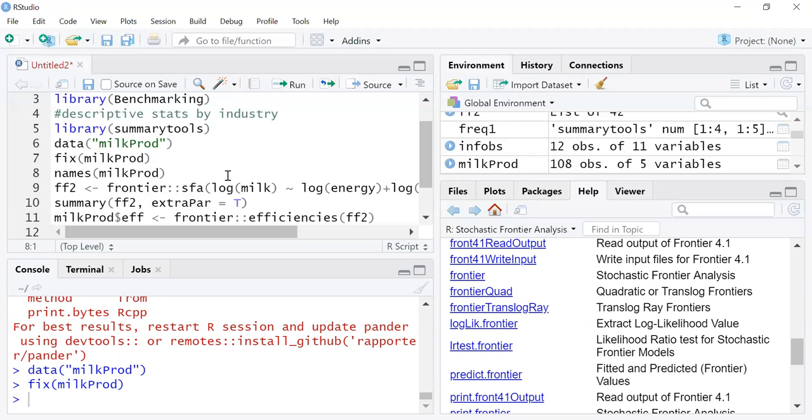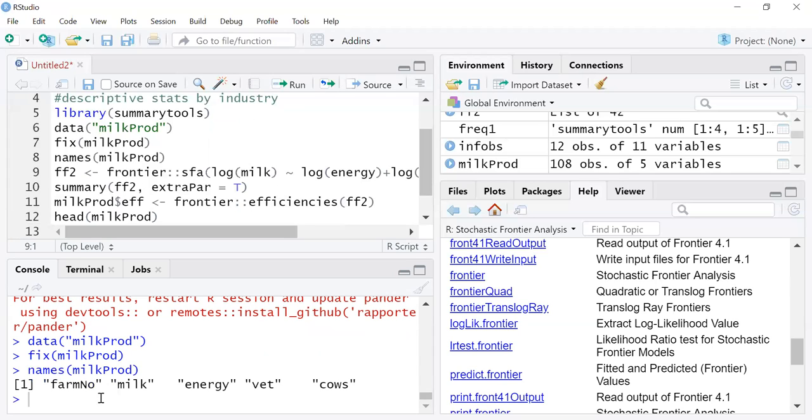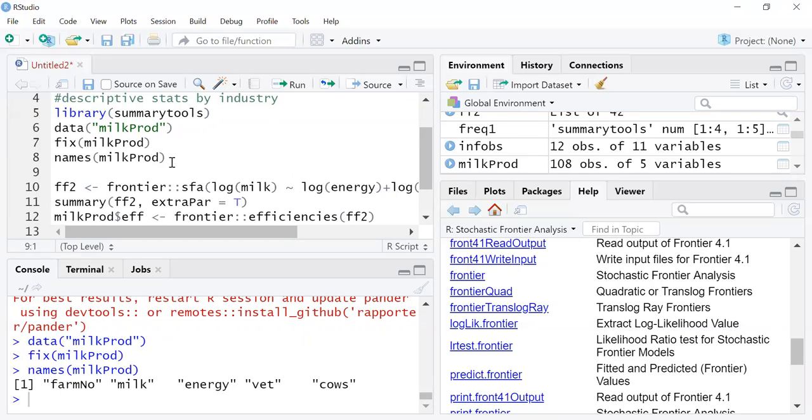Is it okay up to that level? Anybody? If you type names milk prod, it's going to give you the names. So we have farm number, milk, energy, bed, and cows. Those are the variables today.